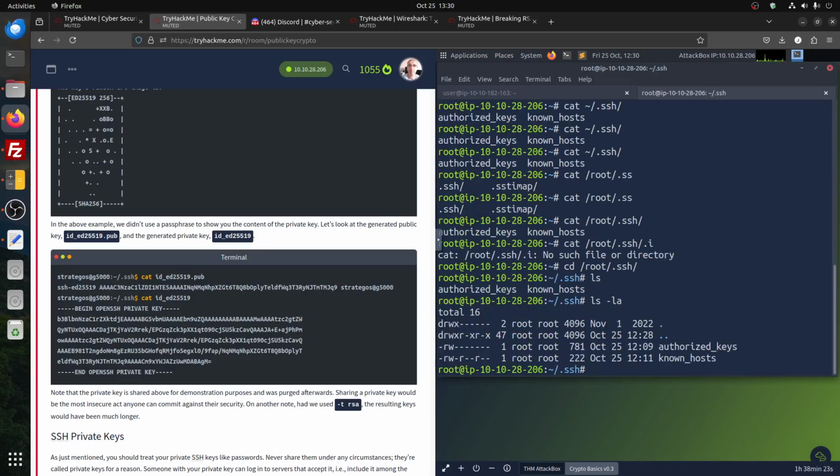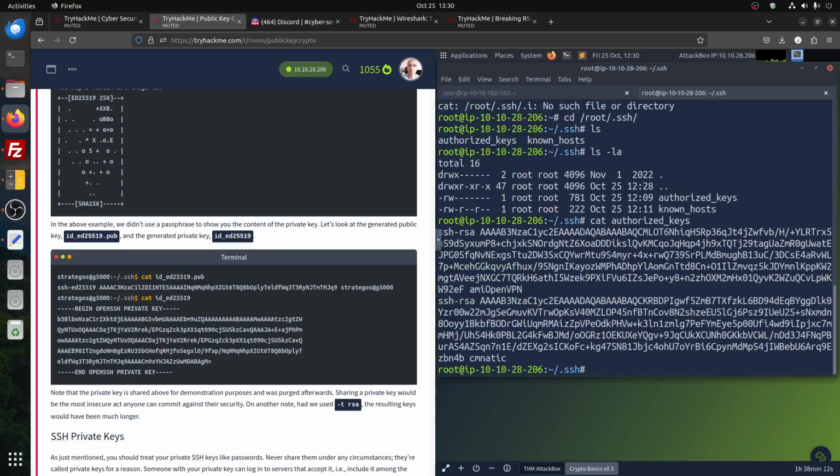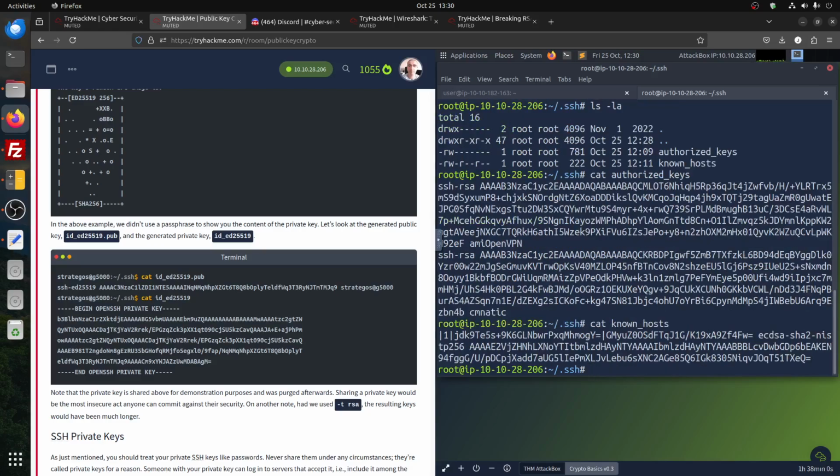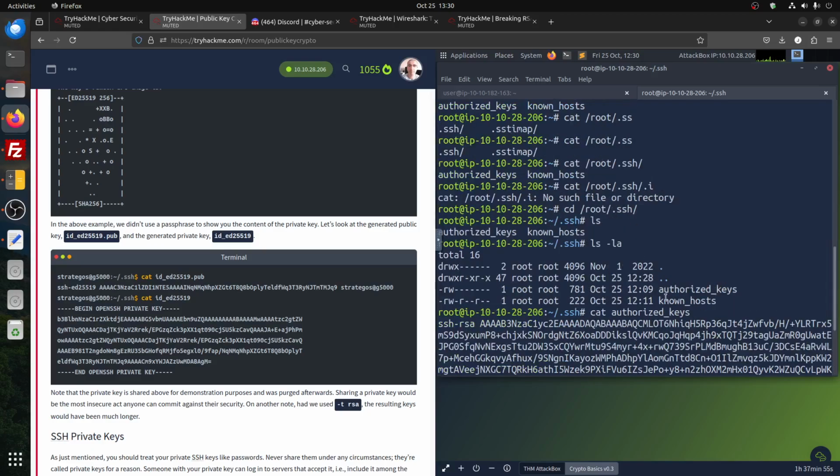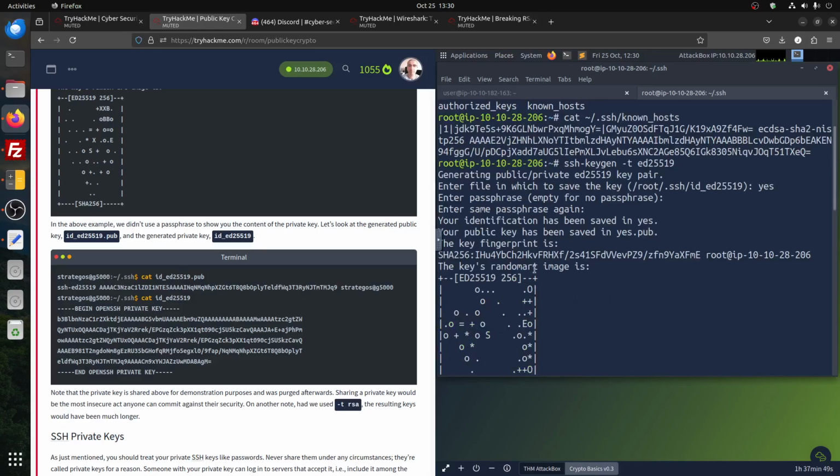Where are my public keys? This is the authorized keys that we accept. I don't know where they came from. Cat known_hosts. Why is the key supposed to be... When we generated the key, it said the key was saved, and it said enter the file in which to save the key, /root/.ssh/id_rsa.